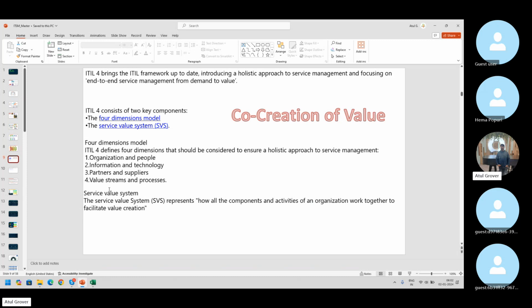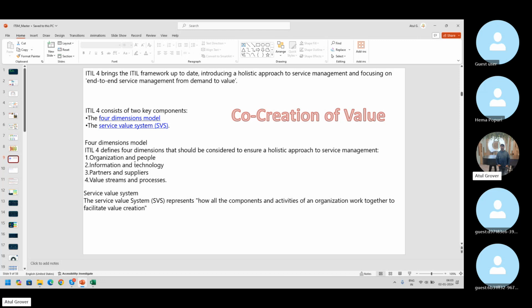And last, value stream and process. Department is not the right word for the value stream. A value stream is a set of people, a group who want to achieve a specific value for their particular area only. So every department, every value stream has its processes. Let's put that in the bucket as well. So from the four, it becomes eight now.